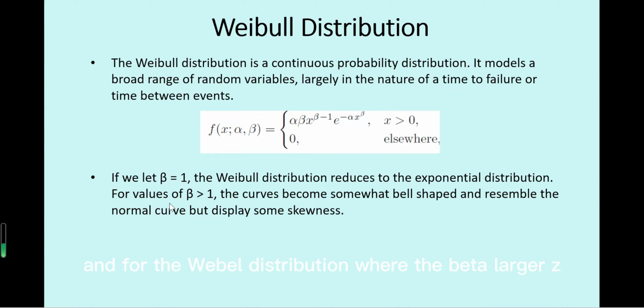And for the Weibull distribution, when beta is larger than 1, the density curve becomes somewhat bell-shaped, but has little skewness. So when beta is larger than 1, it resembles the normal curve, but not normal because the curve has skewness.